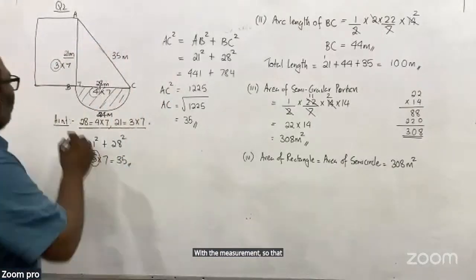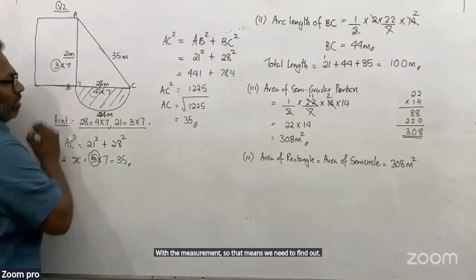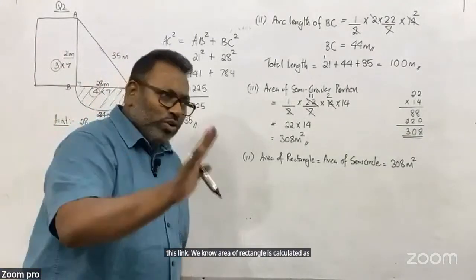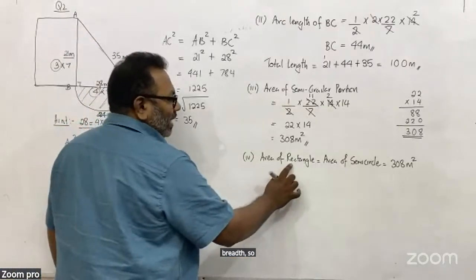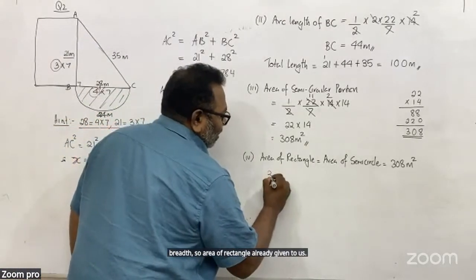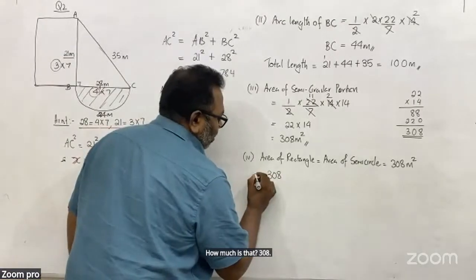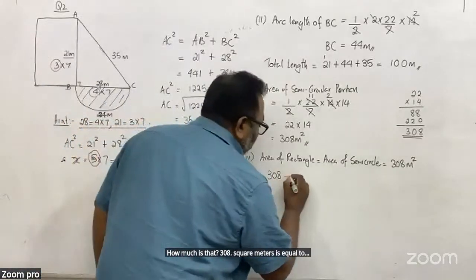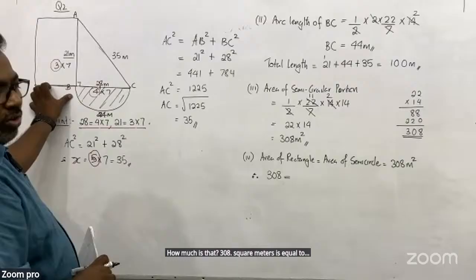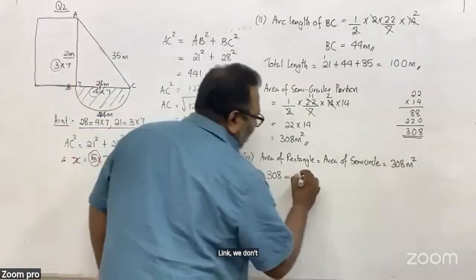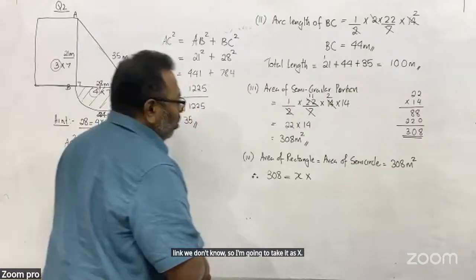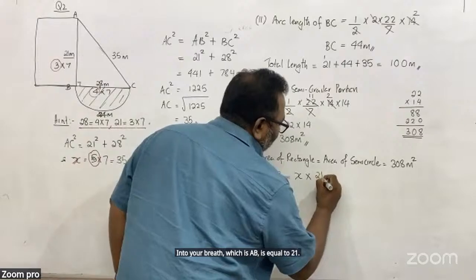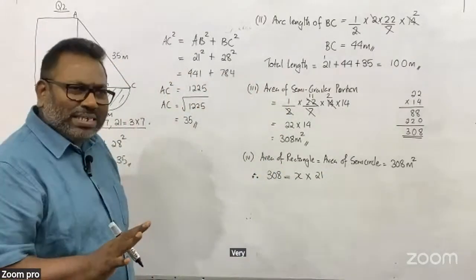So that means we need to find out this length. We know area of rectangle is calculated as length into breadth. So area of rectangle is already given to us. How much is that? 308 square meters is equal to your length. We don't know the length, so I'm going to take it as x, into your breadth, which is AB, equal to 21. Very simple, easy, right?